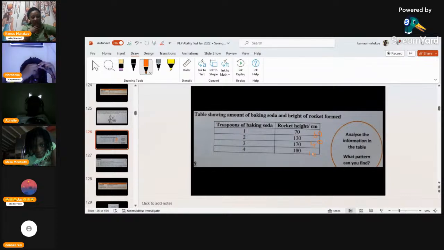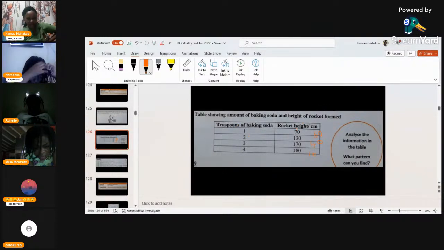So what can we assume if we keep adding more baking soda based on this trend? Do you think it will get to a point where no matter how much baking soda we add, it will not go any higher? Can we assume that based on the trend? Because we keep adding one teaspoon.